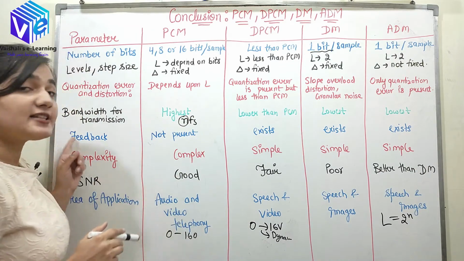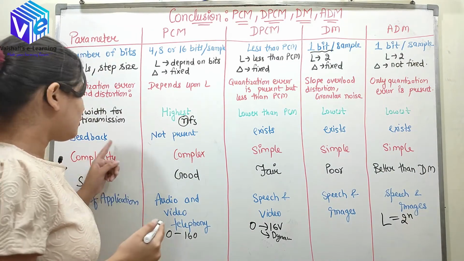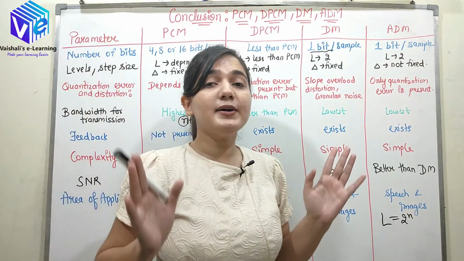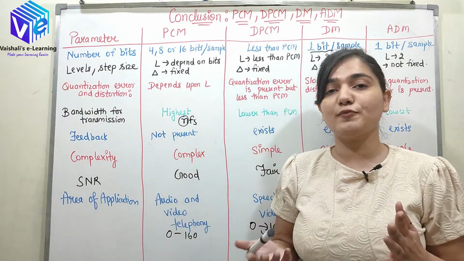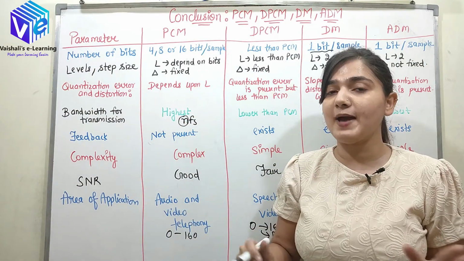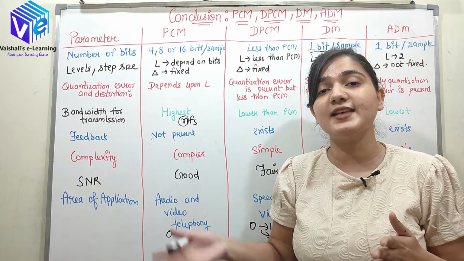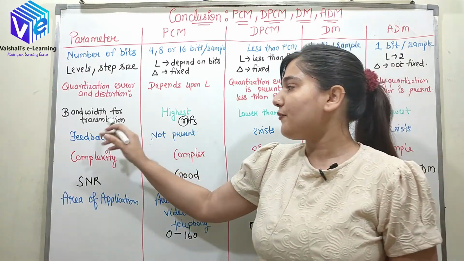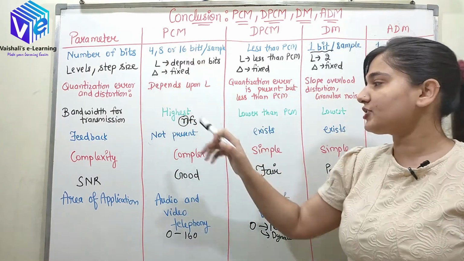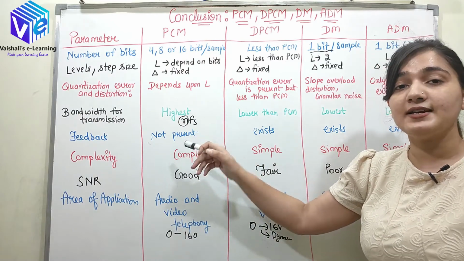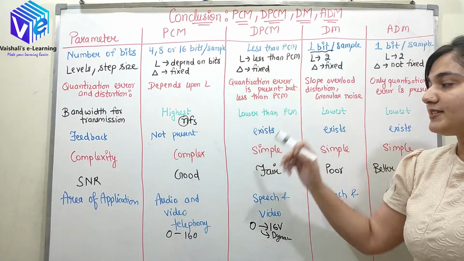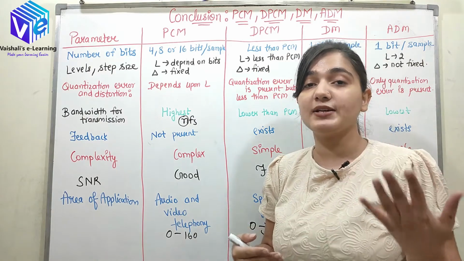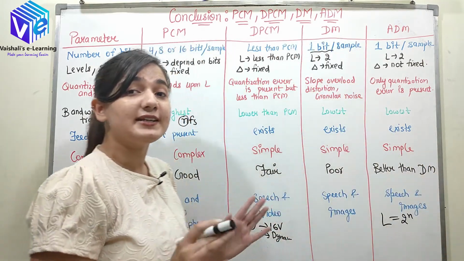So now coming to the next parameter, which is feedback. If you remember the circuit of the pulse code modulation, there was no feedback. I didn't require the previous sample anyhow. So when I talk about the pulse code modulation, the feedback was not present. But when I talk about DPCM, I require the previous sample. So here I was using the predicted sample.